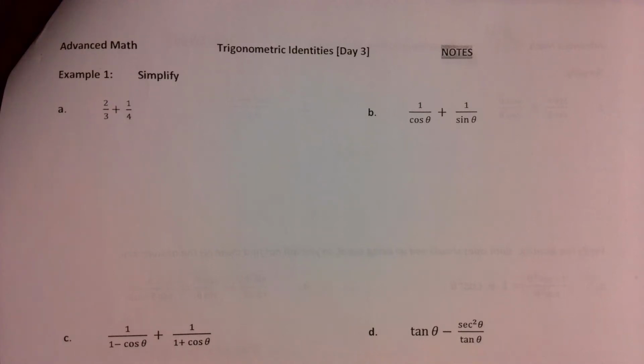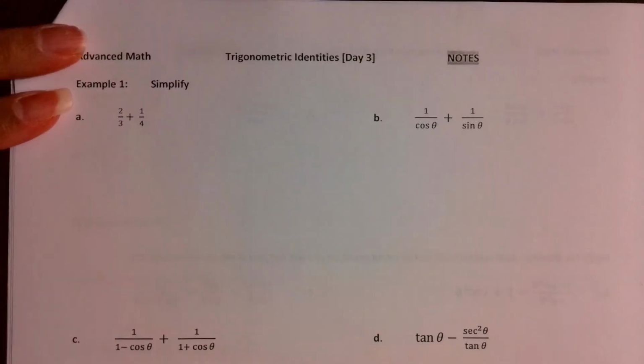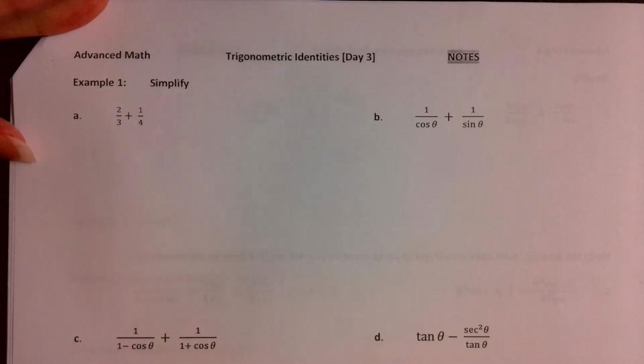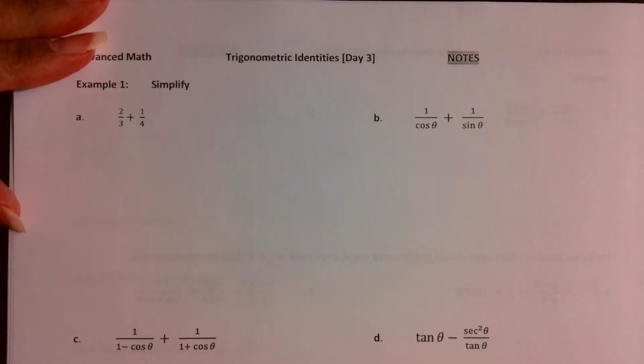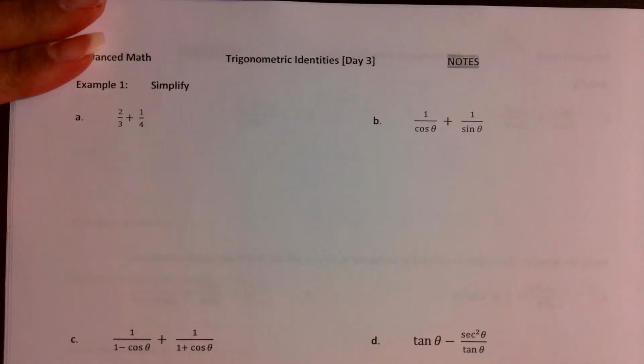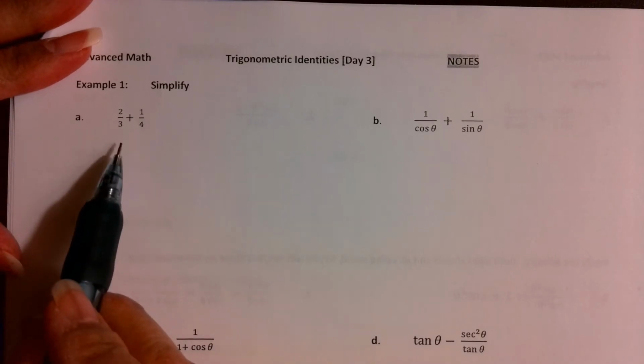Here is day 3 of Trig Identities, last day of section 5.1. Let's start off here with example 1. Take a trip back to 5th grade.